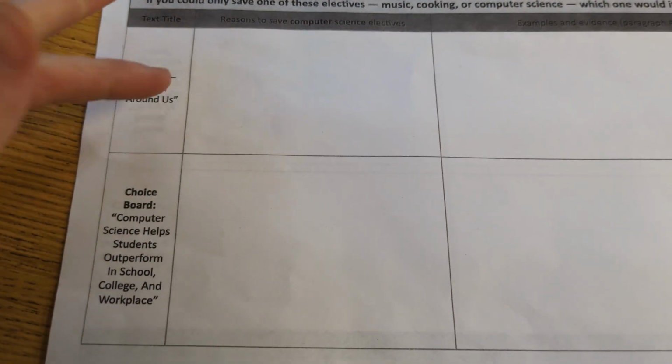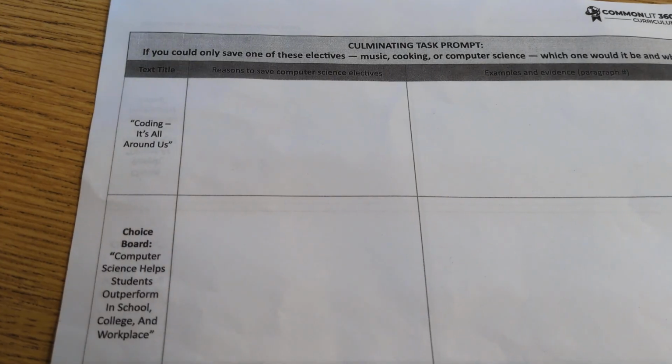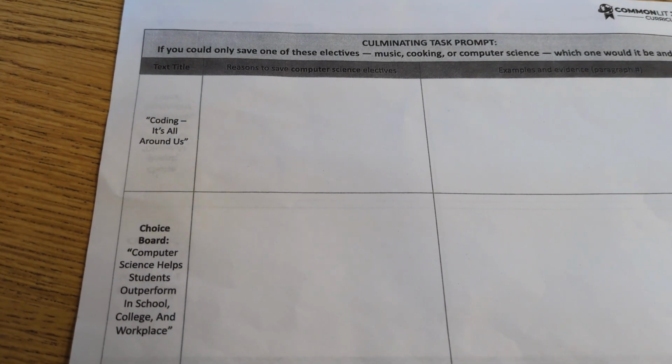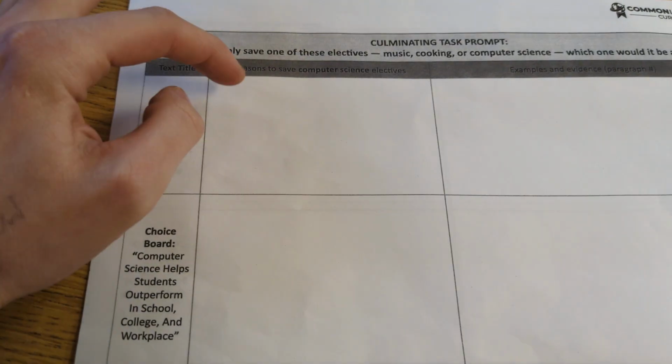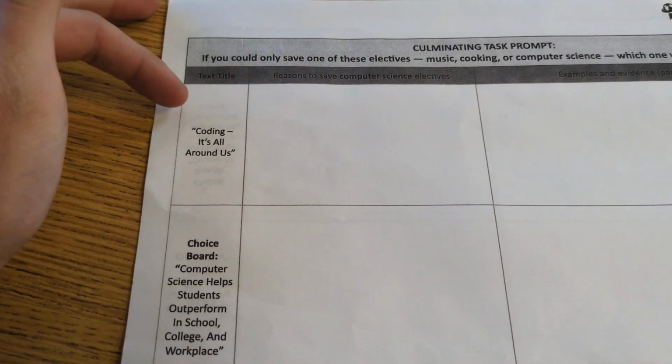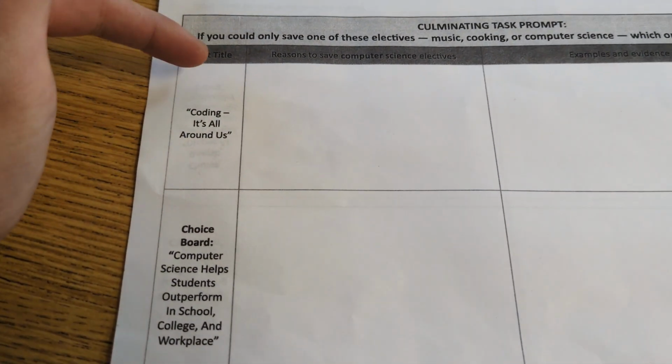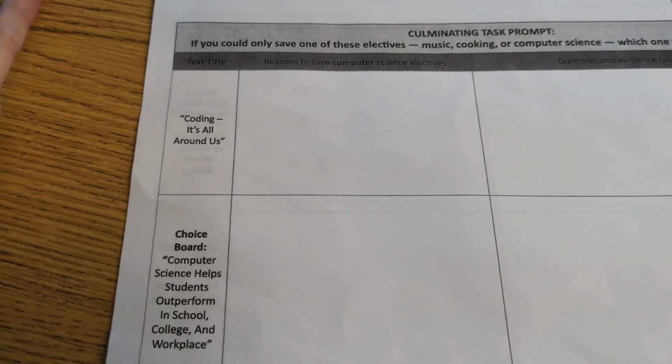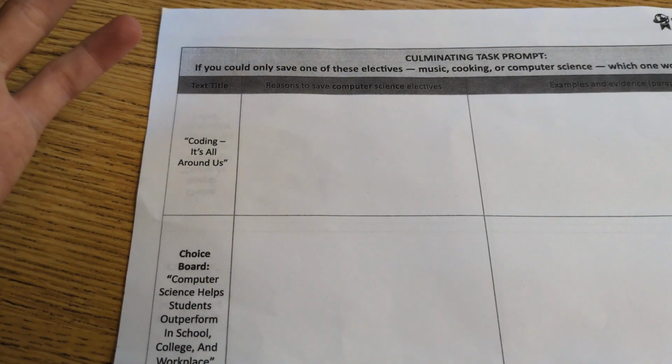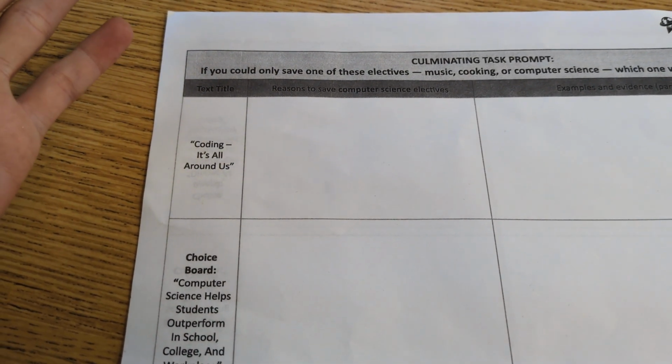And this column right here is where, when students read over these and look over these, when they kind of figure out in their own mind, hey, this could be a reason that we should save this type of class, this would be where they jot down those reasons. Let's just say, for instance, they're reading coding, it's all around us, and there's somewhere they see the author saying things like coding makes you a more patient student.